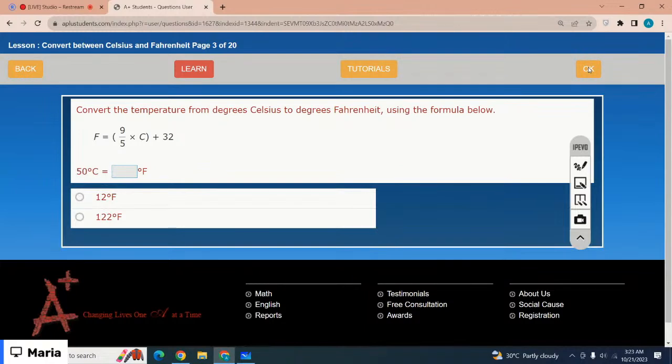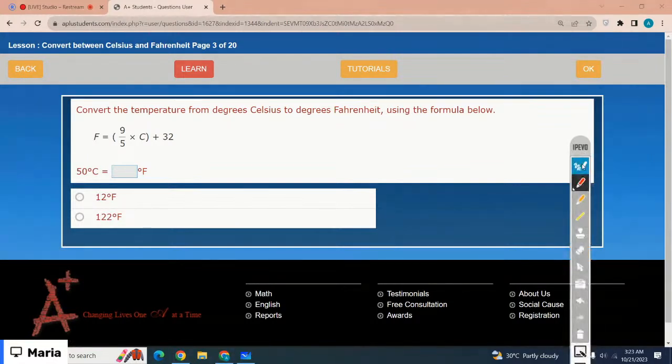Okay, the next one is convert the temperature from degree Celsius to Fahrenheit. So you are given the temperature in Celsius, that is 50. You have to convert it into Fahrenheit. So that would be, you are in grade 5, so it's okay. I think that lesson is also in grade 5. It doesn't matter. The formula is same.